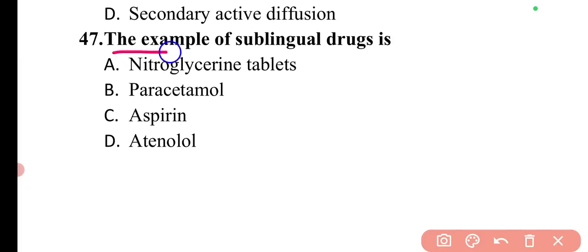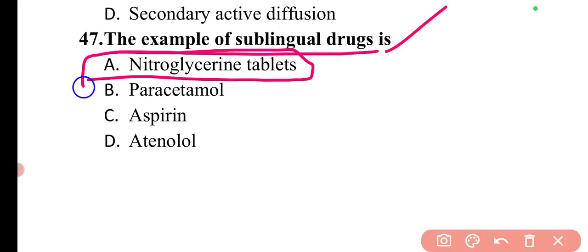Next question is, the example of sublingual drugs is, so examples of sublingual drugs include nitroglycerin tablets. These drugs can be given sublingually, which is for angina conditions. So option A is correct.